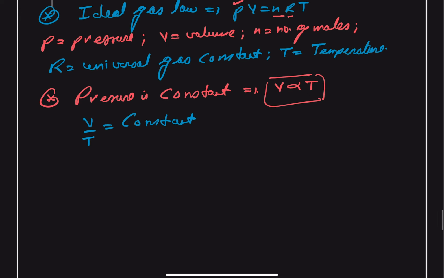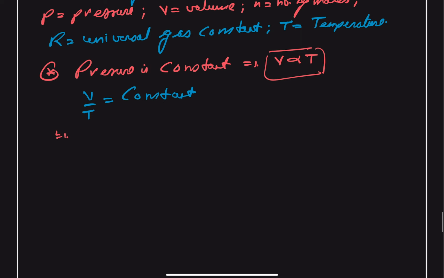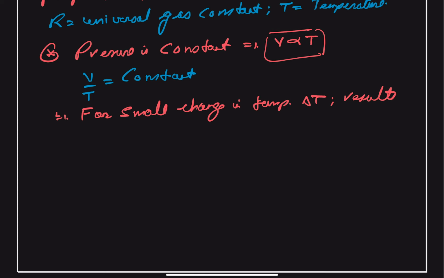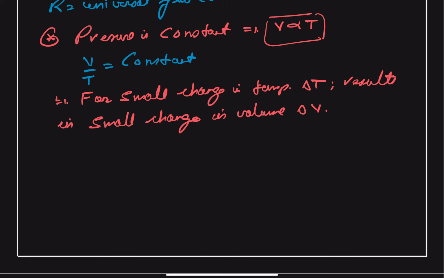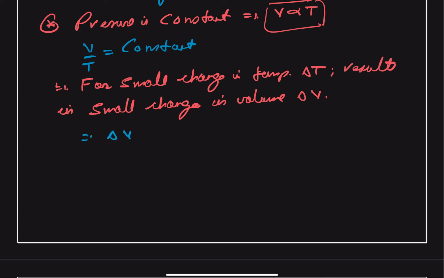And for a small change in temperature by delta T, it is given that the small change in volume occurs, changes by delta V. So we say for small change in temperature by delta T results in small change in volume, that is given as delta V. So we can say that our delta V will be equal to V multiplied by delta T divided by T.